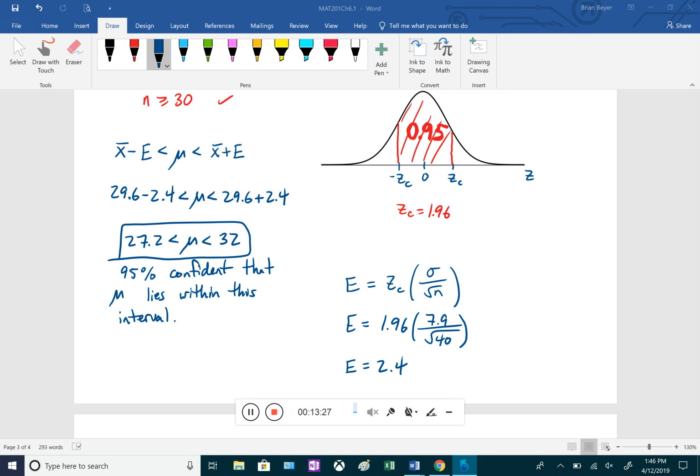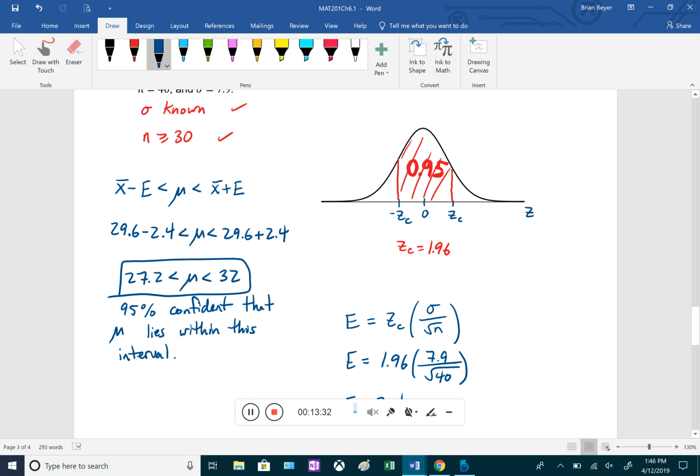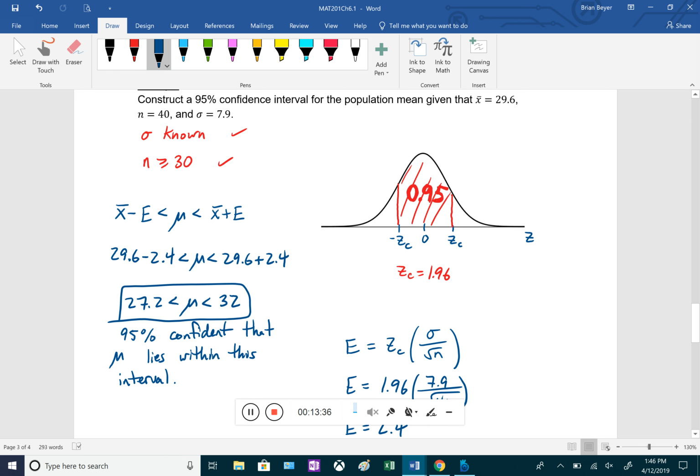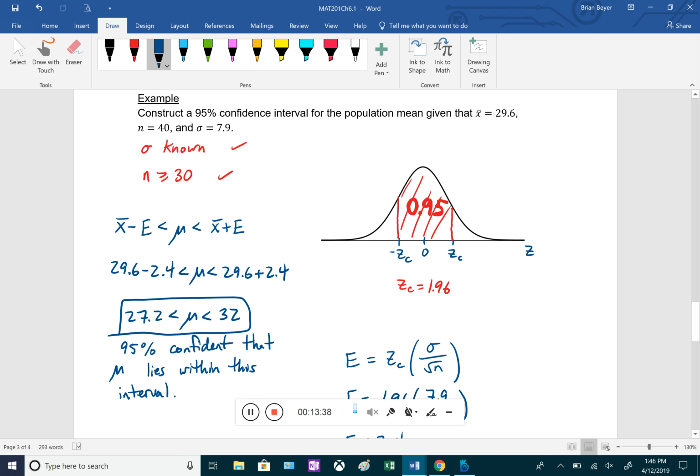So you want to make sure that you are putting the little conclusion saying 95% confident that the population mean lies within that interval. Okay, so just a quick recap of what we just did. We had a sample of size 40. We took the mean of the sample and got 29.6, and somehow we have the population standard deviation. So we're saying that the population mean is between 27.2 and 32 with 95% confidence.